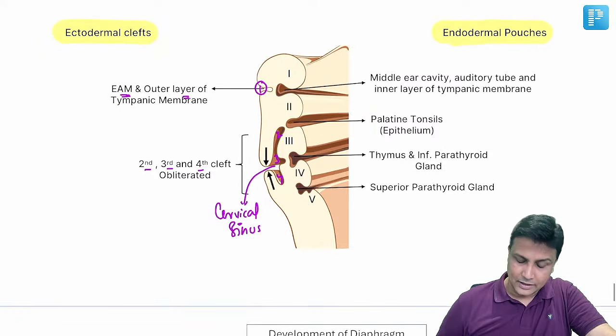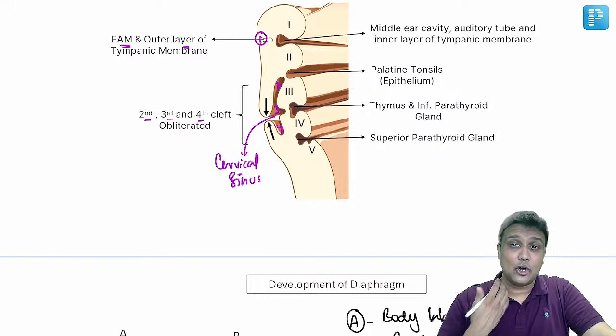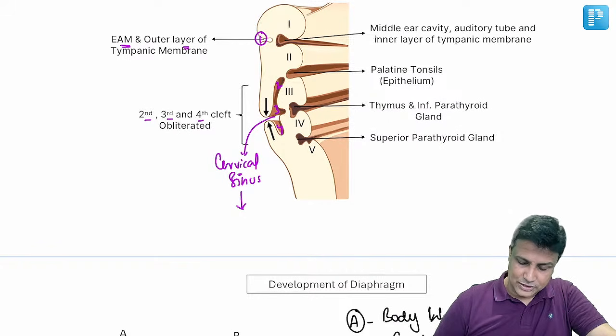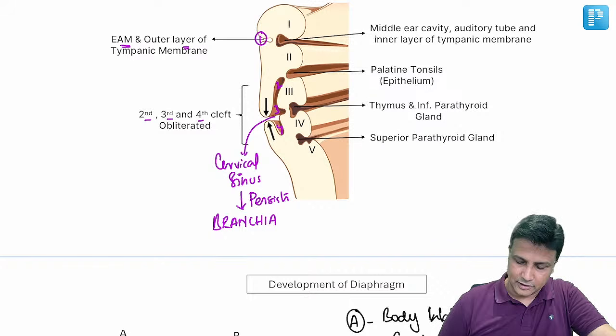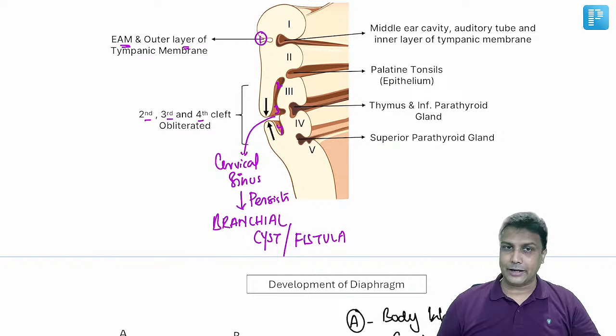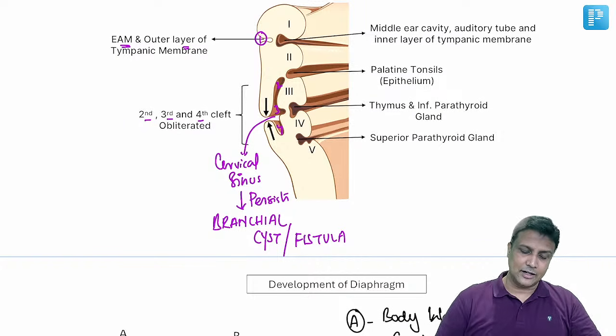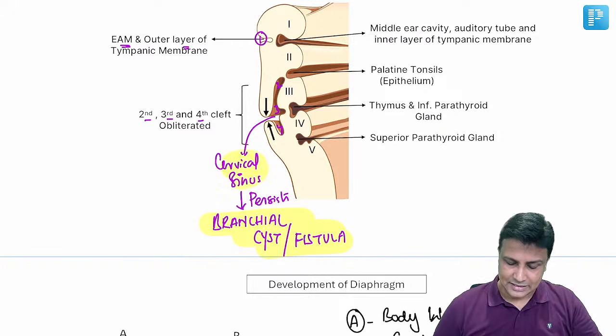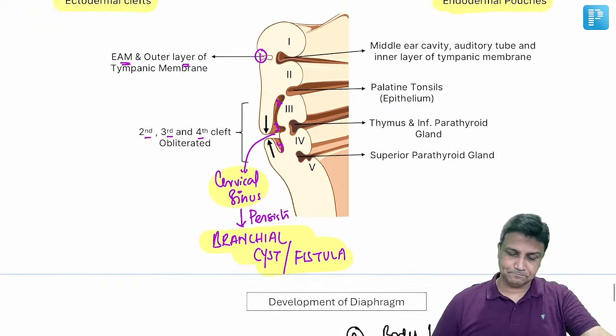Cervical sinus here. Now, the cervical sinus has to be normally closed. But if it is not closed, if it persists, then there is a formation of a cyst here. And that cyst is referred to as the branchial cyst. And remember, if it communicates with the outside, that is also referred to as a branchial fistula. Whatever it is, if they ask you in the exam, branchial cyst or branchial fistula is due to what? Persistence of the cervical sinus.